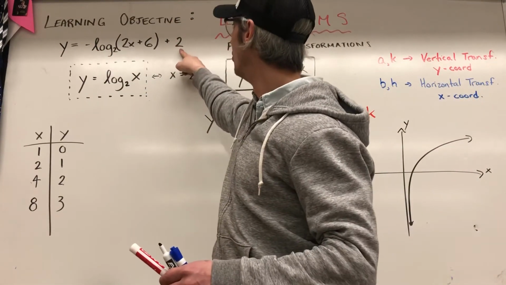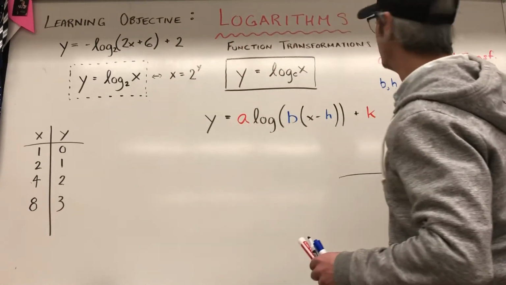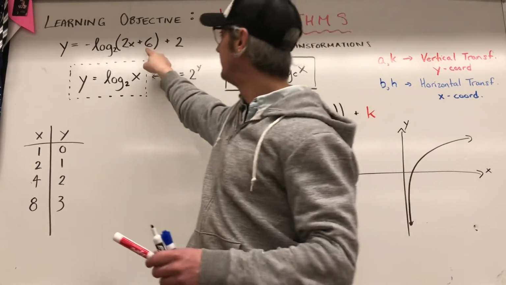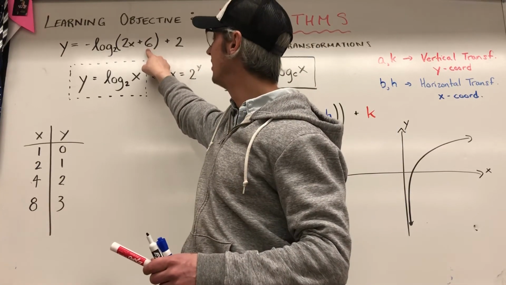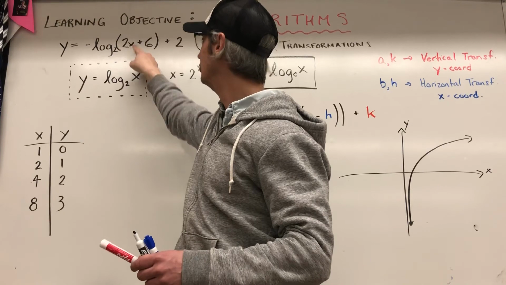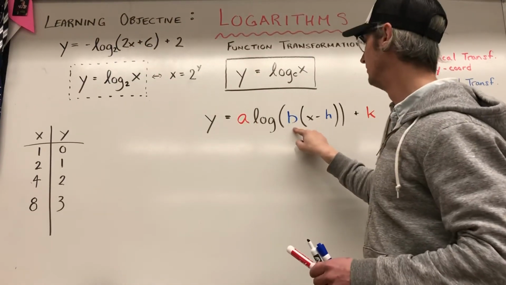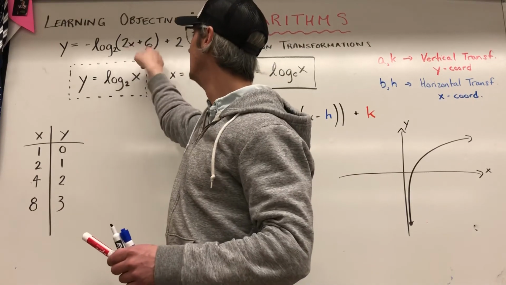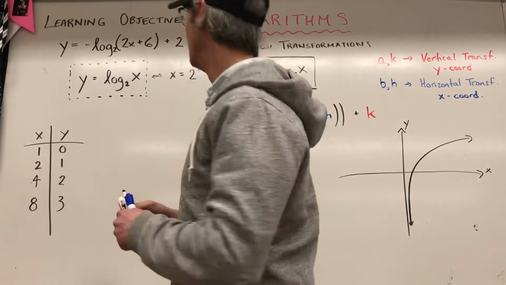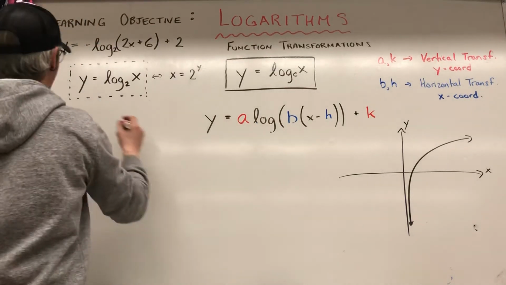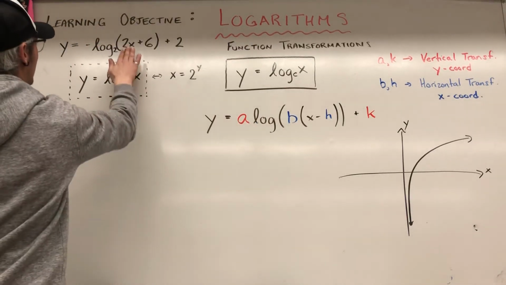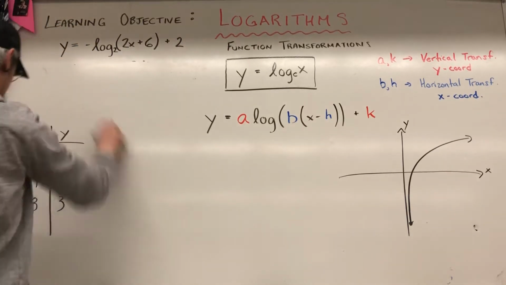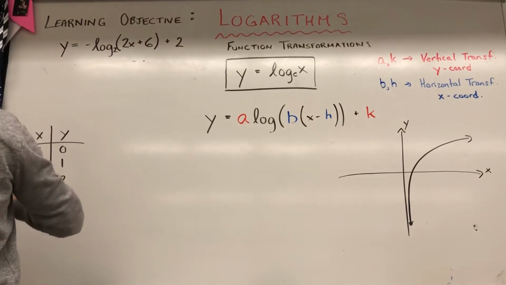I have also a vertical shift of +2. Now, it looks like my h is +6, but that's not actually correct because I have to be in this form to figure out what b is. Right now, that means I have to factor something out here, which clearly 2x and 6 have a 2 in common. So I'm going to rewrite that. I'm going to erase this, and I'm going to put that here.